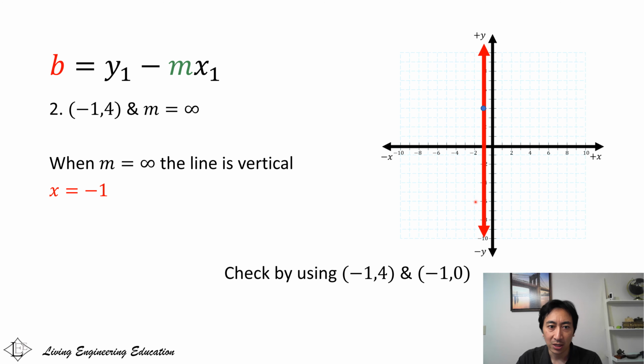Even in this case, we can check by using point 1 and any other point. An easy point is when this vertical line crosses the x-axis, right? When y is equal to 0. So that occurs at -1. So our secondary point that we'll check with is -1, 0. So that's basically right there. If I apply the slope equation, I have 0 minus 4 for my delta y, and -1 minus -1 for my delta x. So again, -4 over 0, anything over 0 gives me infinity, so that checks off and matches my slope of infinity.